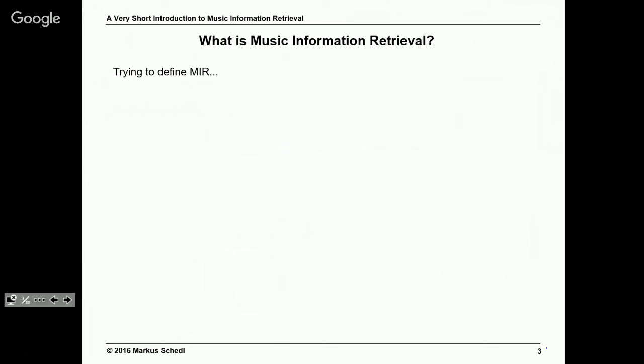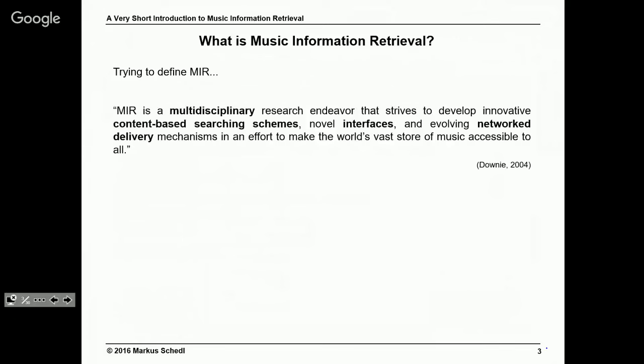So you might wonder, what is music information retrieval about? It's still well discussed in the research community, and looking into the literature I found different definitions. Quite an early one was given by one of the founders of this research discipline, Professor Downey, who said that MIR is a multidisciplinary research endeavor that strives to develop innovative content-based searching schemes, novel interfaces, and evolving network delivery mechanisms in an effort to make the world's vast store of music accessible to all.